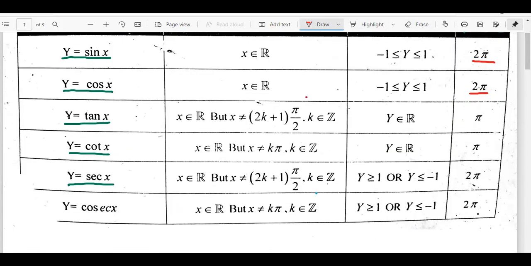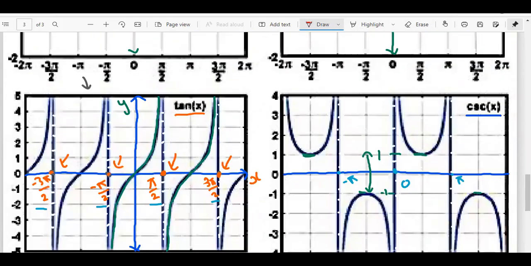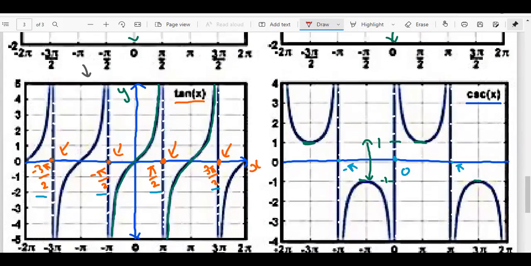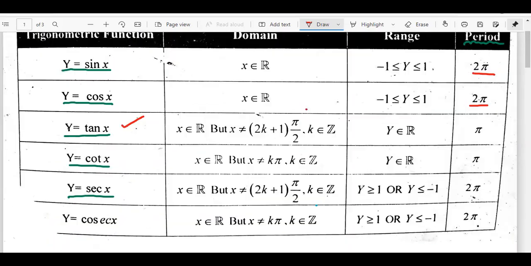Okay. Let's talk about tan x quickly. All right. Here is tan x. So what do I see? I see that repetition is happening after pi. Very good. Excellent. It's repeating after pi. It is from pi by 2 to minus pi by 2, and the length would be pi. Again, this is also pi. So this means that the period would be pi.